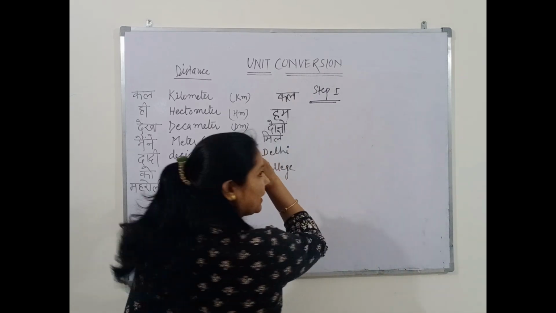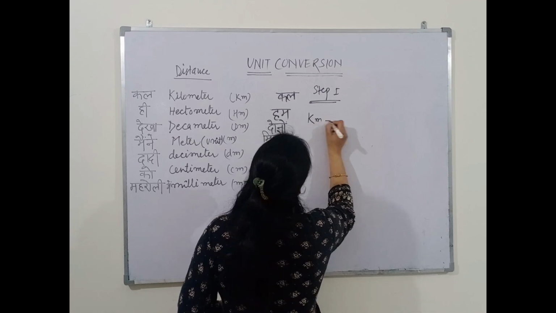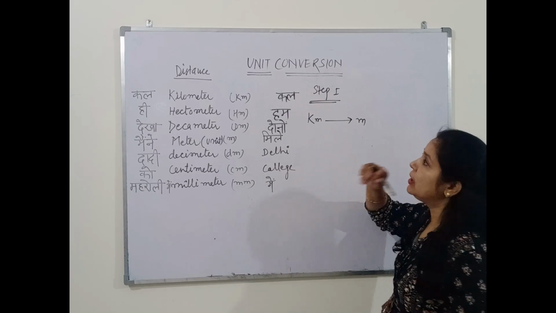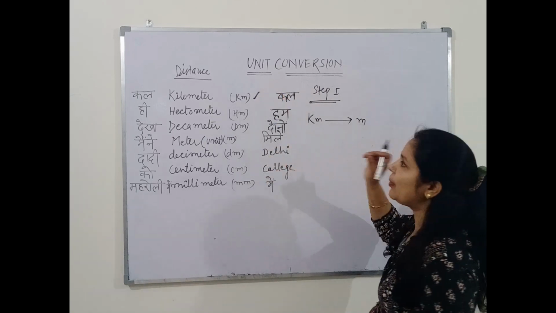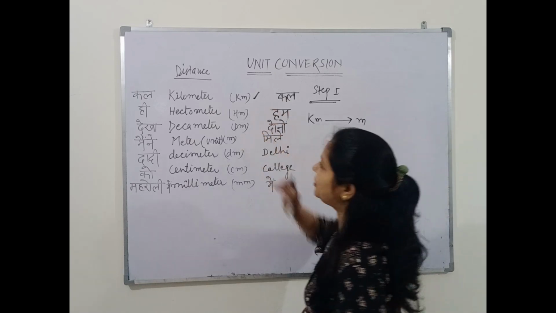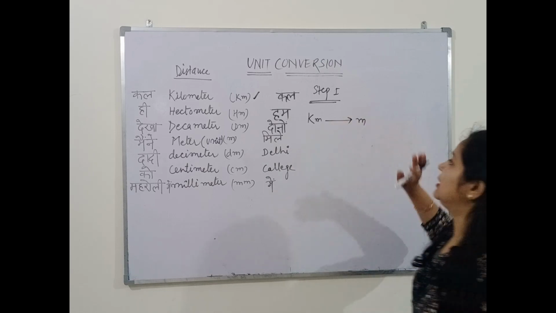We try to understand this with an example like kilometer to meter. We are going from top to down. So first see where the kilometer is here. Then how many steps will we go down? 1, 2 and 3. It's a conversion of kilometer to meter.